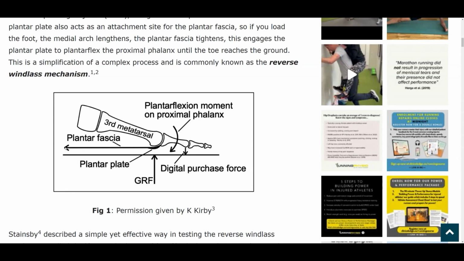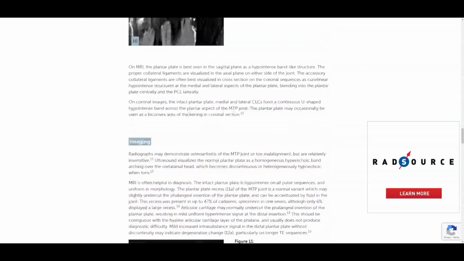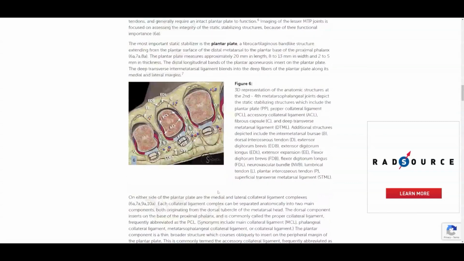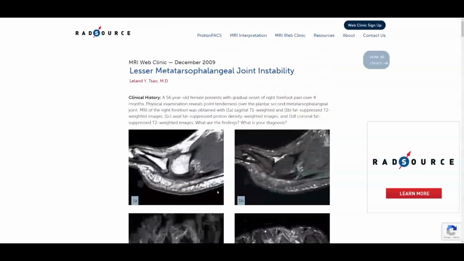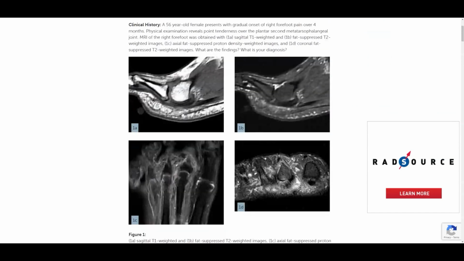So in this case, the diagram is well laid out by Kirby that the plantar fascia contracts against the plantar plate. And if this reverse windlass mechanism is working, it should pull the toe down to the ground, and that will enable you to toe off and propel yourself forward. When I'm thinking about how to apply any of what I see, or I'm seeing a case, it always helps if I go to a site that I love. RadSource has been a great boost for education, and I think that these clinics and these small chapters that show a general case really have helped me a long way in understanding.